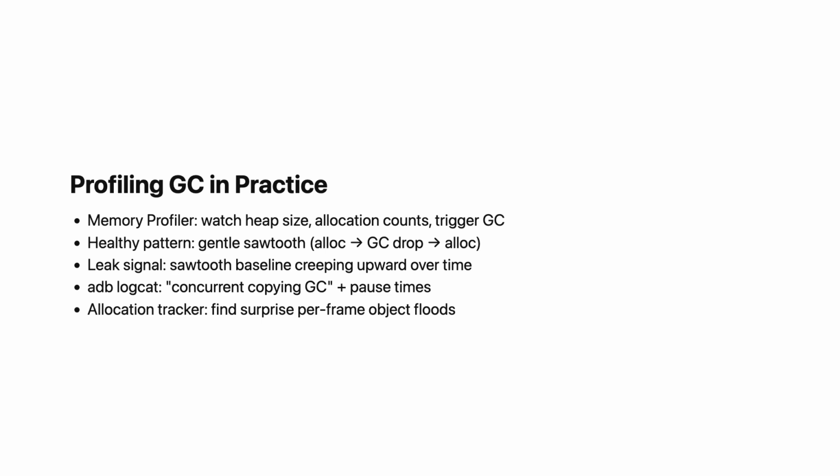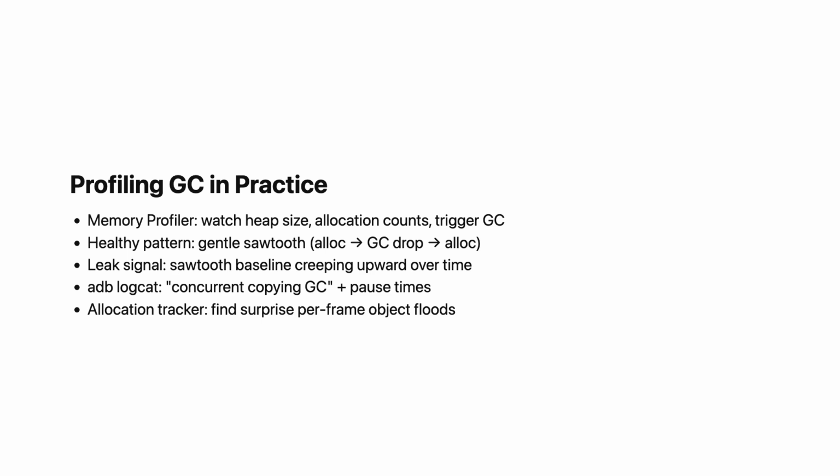A healthy app shows a gentle sawtooth. Memory gradually rises as objects are allocated, then drops when a GC runs, then rises again. If you see the baseline of that sawtooth creeping upward over time, you have a memory leak. The GC is running, but it cannot bring the memory back down to where it was.